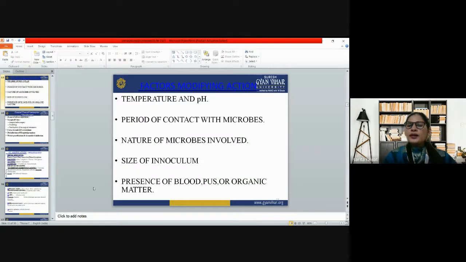Now, what are the factors modifying the action of antiseptics and disinfectants? So, the first factor is temperature and pH, then the period of contact with the microbes, the nature of the microbes involved, then the size of the inoculum, and the presence of blood, pus, or organic matter.